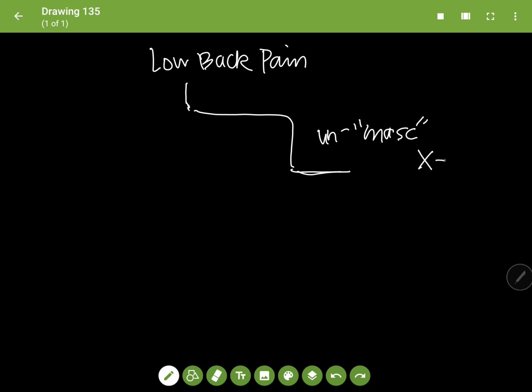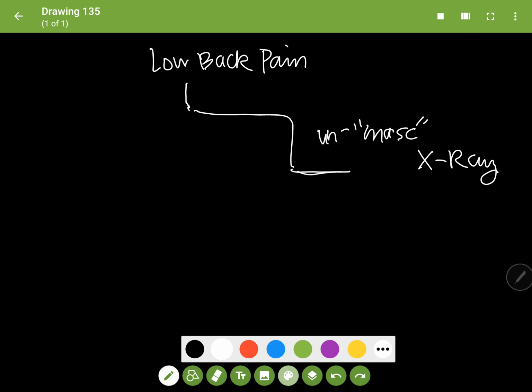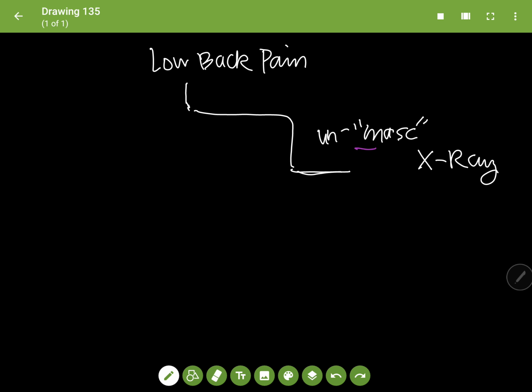with an X-ray. Now, when I say unmask, I mean the M stands for a malignancy. So you suspect that the patient actually has cancer, and that's causing the low back pain. AS is for ankylosing spondylitis.